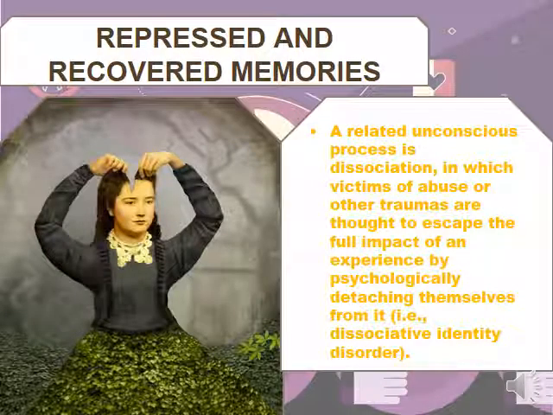Now, a related unconscious process is dissociation. In other words, victims of abuse or trauma are thought to escape the full impact of an experience by psychologically detaching themselves from it, as in dissociative identity disorder, or DID. So an individual may suddenly go within their own mind to escape. If a person is being traumatized, they may create another alter within their mind to escape the features of the trauma they're experiencing. A lot of times the child may simply say, I'm going to go on an imaginary journey so as to forget that I'm being abused at this given moment. And this can also go into adulthood. That's the psychological detachment you're always looking at.